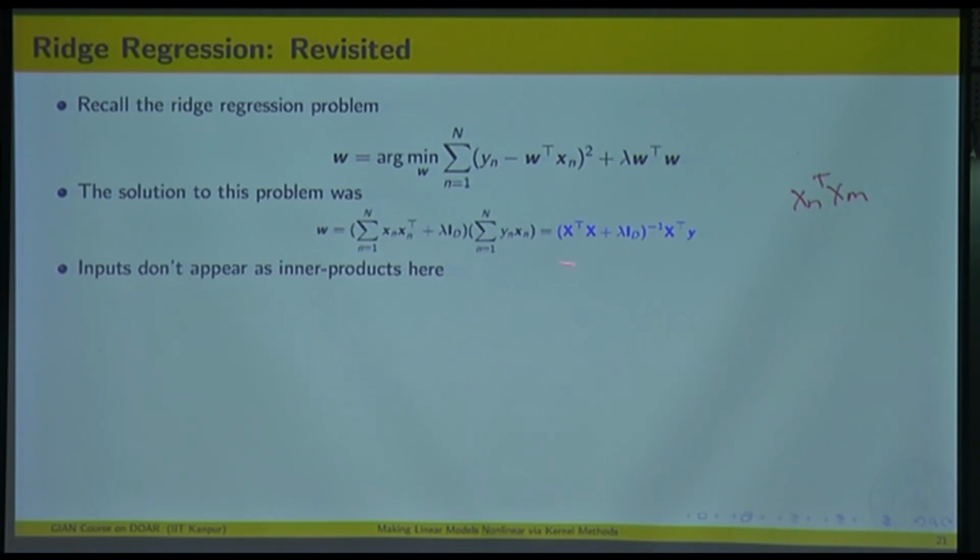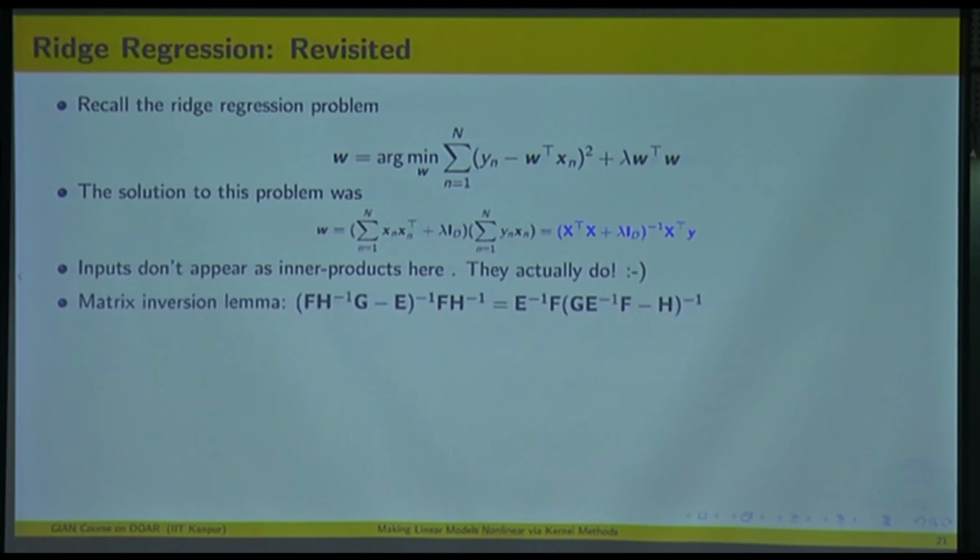Not quite. Even though this looks like X transpose X, this is not an inner product. This is actually a D by D matrix, so if you expand this matrix, each entry will not be of this form. But we will do some simple algebra, and then we'll see that it's actually the case. So in this native form of the solution, it seems that inputs don't appear as inner products, but they actually do.